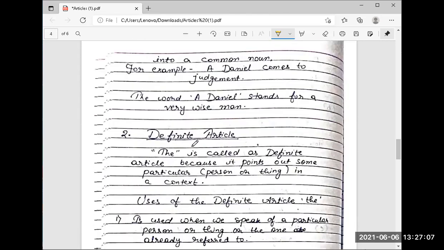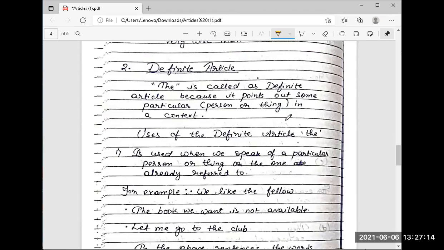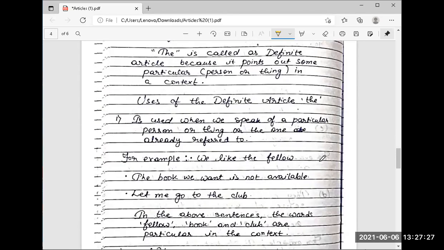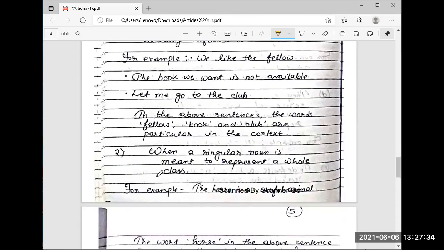Now, definite articles. This is called a definite article because it points out some particular person or thing in a context. Uses of definite articles. It is used when we speak of a particular person or thing or the one already referred to. We like the fellow. The book we want is not available. Let me go to the club. In the above sentences, the words fellow, book, and club are particular in the context.